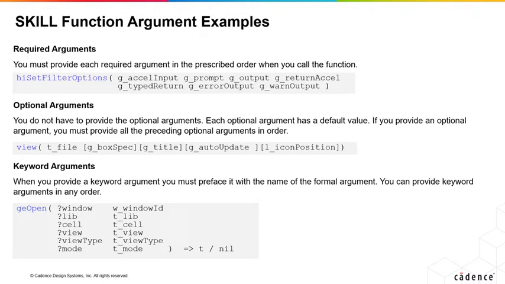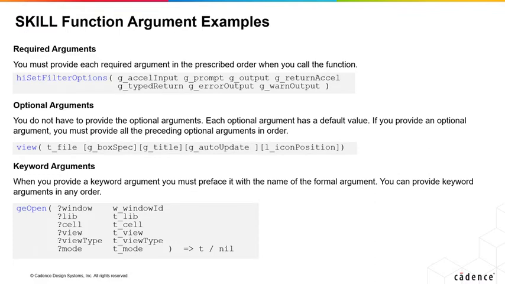Now, one of the keys here, if you provide an optional argument, you must provide all of the preceding optional arguments in the correct order. So this can be a little tricky. You usually have to look at the documentation to make sure you get the correct number and then know what to specify for a default value.